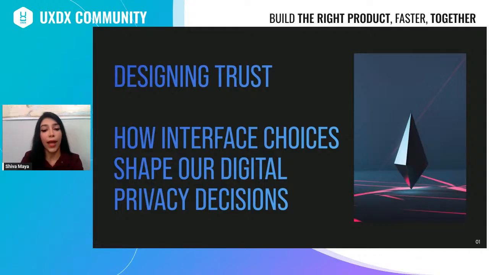Today, we'll look at how dark patterns operate, especially in privacy contexts, examine their real-world impact, and explore how we can design for genuine trust instead.